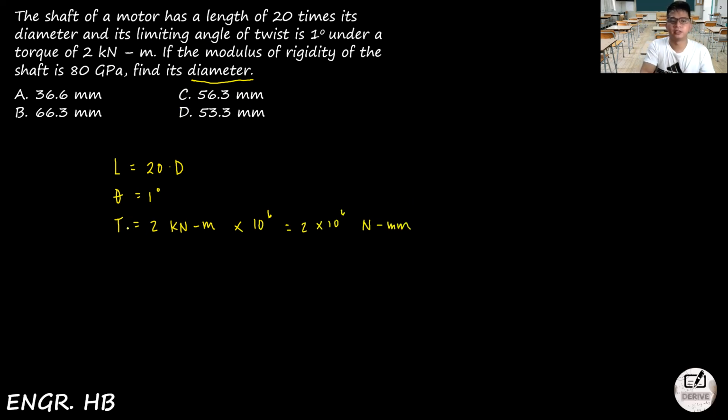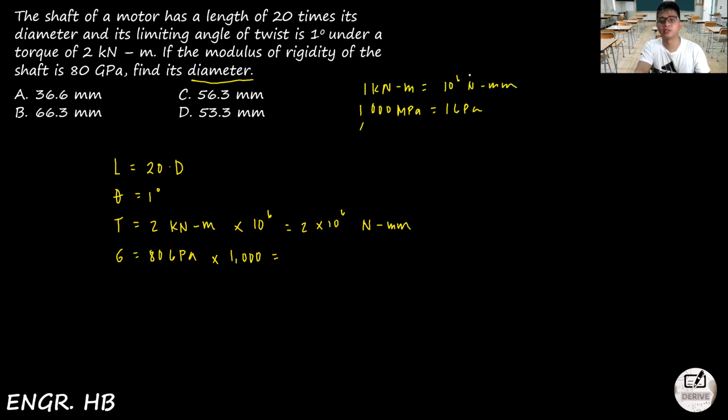If the modulus of rigidity of the shaft is 80 gigapascal, so times na natin agad to ng 1,000 para maging megapascal. We all know that 1,000 megapascal is equal to 1 gigapascal. And remind ko lang ulit that 1 kilonewton meter is 10 raised to 6 newton mm. So kataon parang ano lang yan, 1,000 times 1,000 kaya naging 1 million or 10 raised to 6. Kasi 1 kilonewton is 1,000 newton and 1 meter is 1,000 mm.